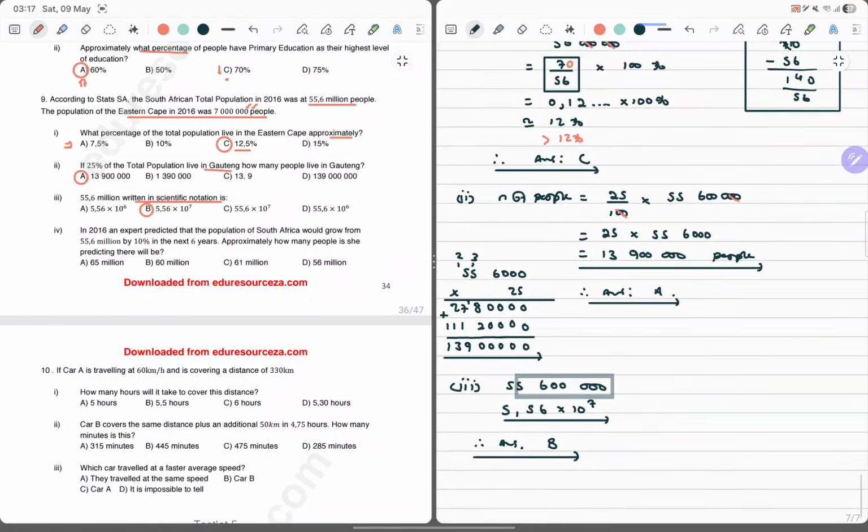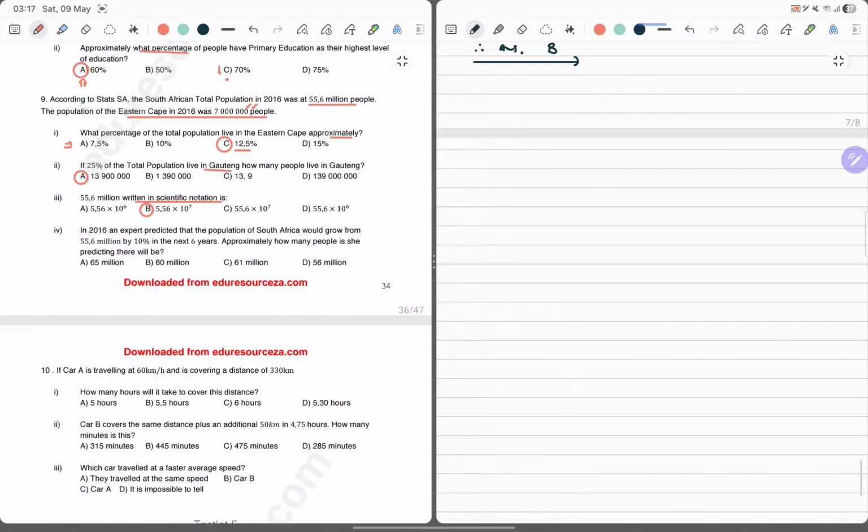Okay, some skills, guys. Some skills are important. Number 4 says in 2016, an expert predicted that the population of South Africa would grow from 55.6 million by 10%. Excuse me, in the next 10 years. Approximately how many people is she predicting there will be? You see this one? How many people there will be in total? You get it.